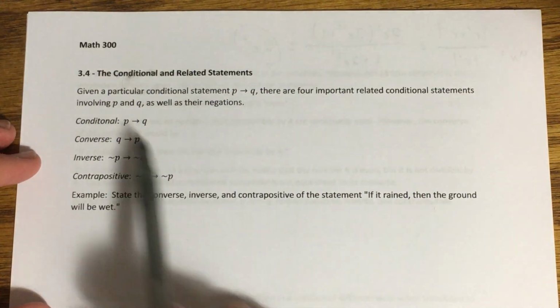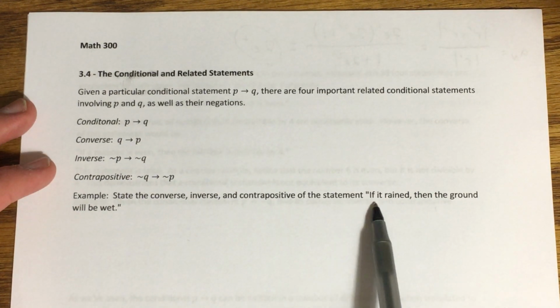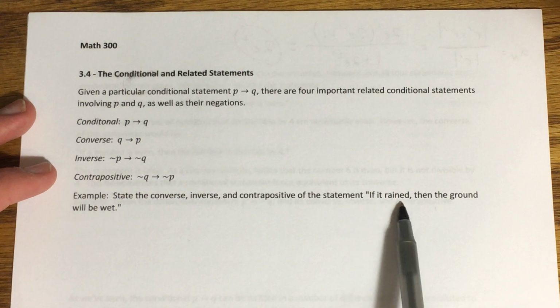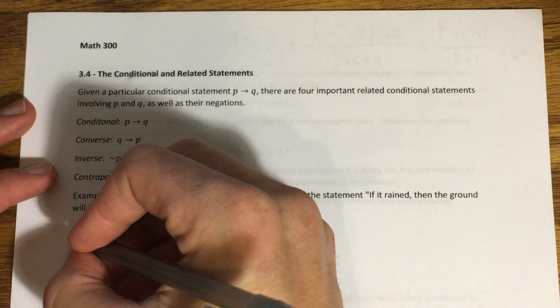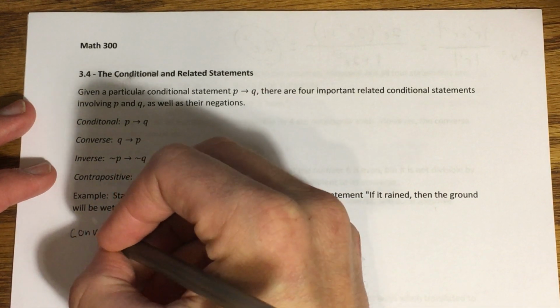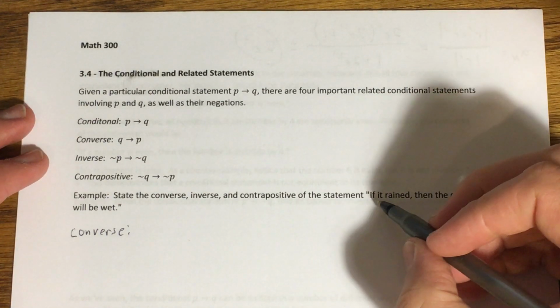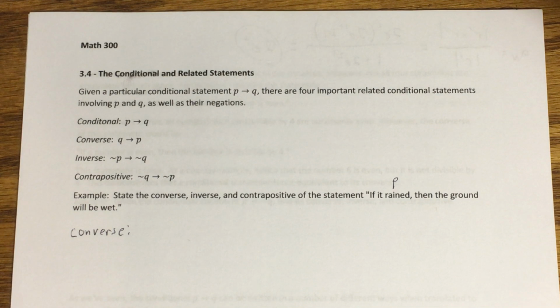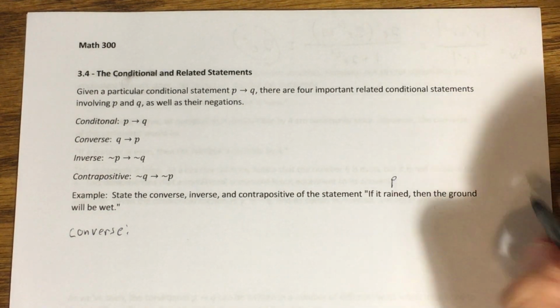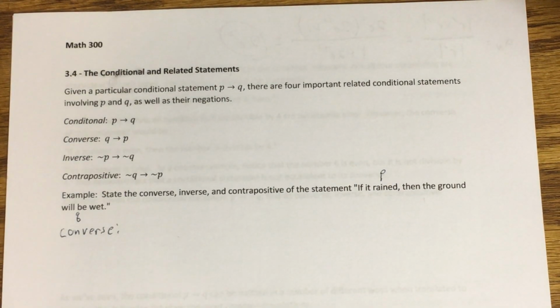The statement we're going to be given is a conditional. Let's come up with the converse, inverse, and contrapositive of this statement. So in this case, the conditional is, if it rained, then the ground will be wet. Okay, so we want the converse first. Converse. All right, so here, if it rained, so it rained is the statement P. That's the antecedent. Then the ground will be wet. That's going to be statement Q, our consequent.